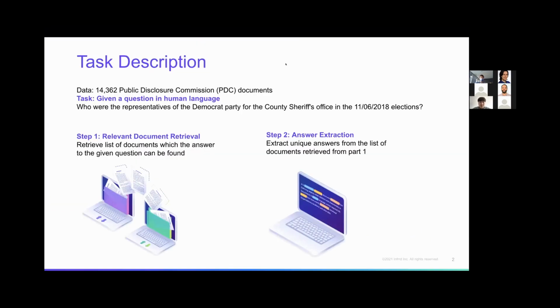So there are 2 major steps to tackle this task: document retrieval step and answer extraction step. The data are 14,000 PDC documents. Large majority of those documents fall into the same templates, which is very helpful when we do key value pair extraction. When given a question in human natural language, we need to first retrieve all the relevant documents from the 14,000 documents provided. So this is the searching step. By relevant documents, it means documents that contain the answer to the given question. After retrieving the relevant documents, step 2 will be extracting all the unique answers from them.